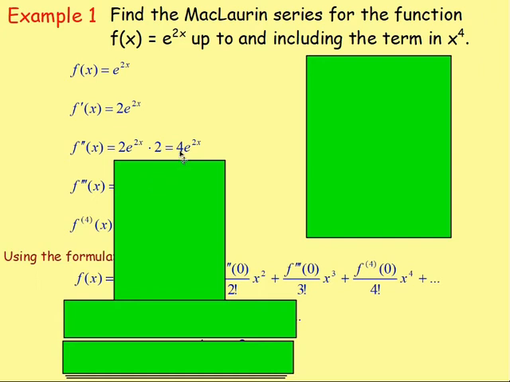Differentiate that, it will stay as 4e to the power of 2x, but again you multiply by the derivative, so we multiply by that 2, and that'll give us 8e to the power of 2x. And for the fourth derivative, differentiate this, well, it's 8e to the power of 2x.